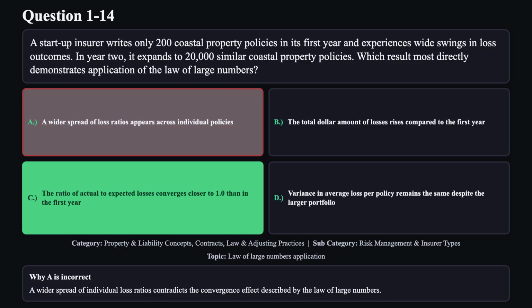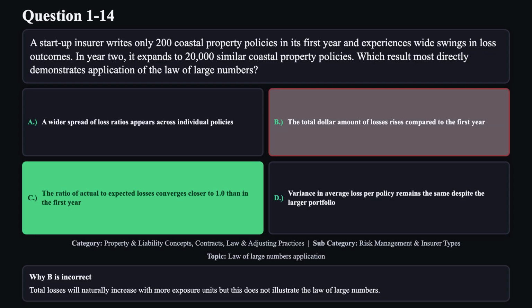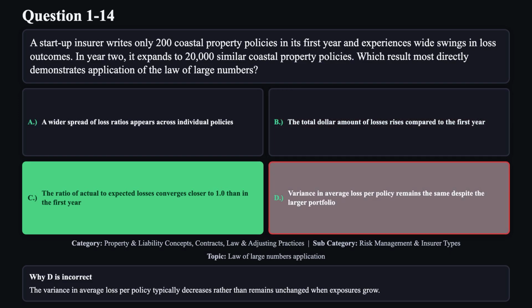Reason A is not correct. A wider spread of individual loss ratios contradicts the convergence effect described by the law of large numbers. Reason B is not correct. Total losses will naturally increase with more exposure units, but this does not illustrate the law of large numbers. Reason D is not correct. The variance in average loss per policy typically decreases rather than remains unchanged when exposures grow.